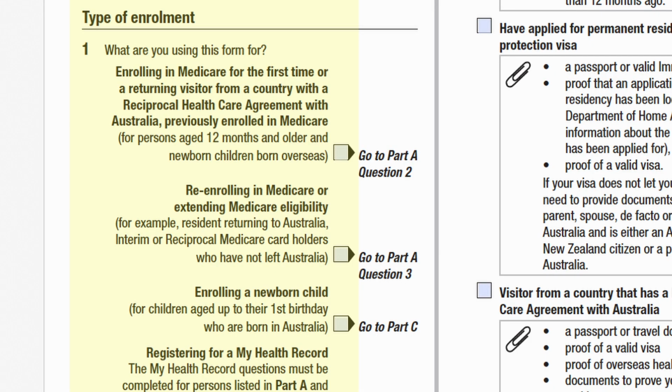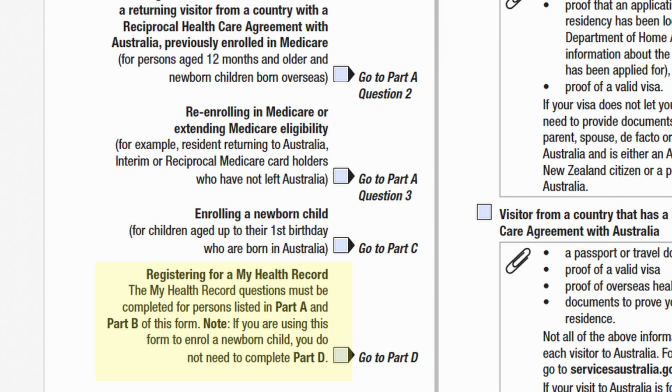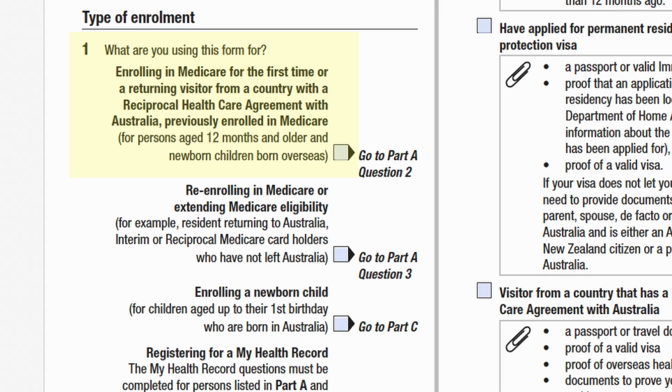The first part of the application form will ask you your type of enrollment. So it will ask you what you are using this form for. You've got options like enrolling in Medicare for the first time, re-enrolling in Medicare, enrolling a newborn child, or registering for My Health Record. I'm going to focus this video on enrolling in Medicare for the first time.